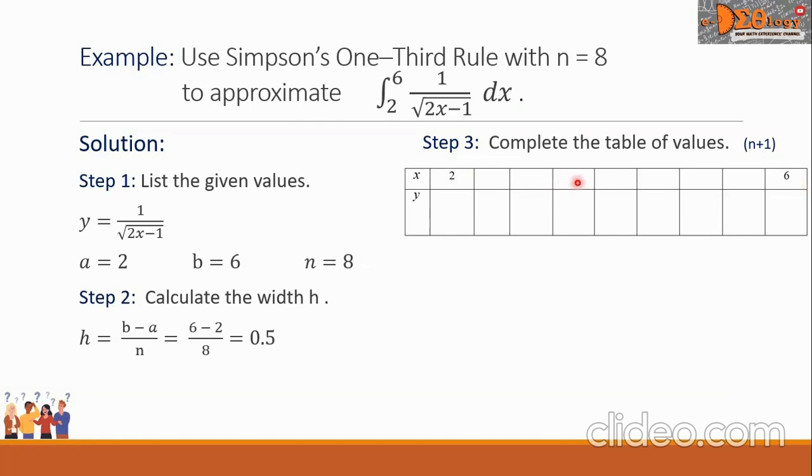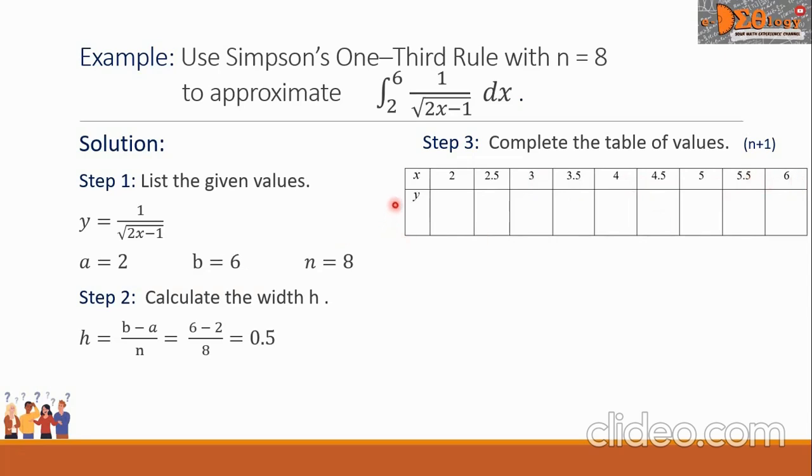Now let us complete the values of the remaining boxes. For the next box, we will have this number 2 plus the value h, that will be 2.5. For the next blank, 2.5 plus the h, that will be 3. 3 plus 0.5 becomes 3.5. This 3.5 plus h, we have 4. This pattern will continue up to the last value, which is the number 6.